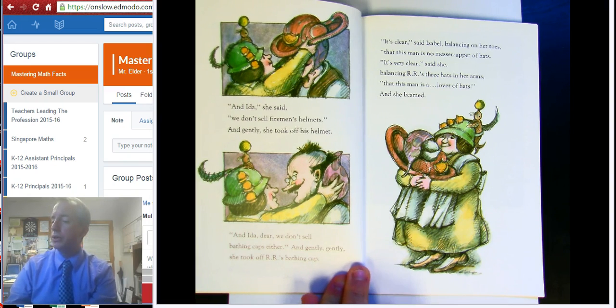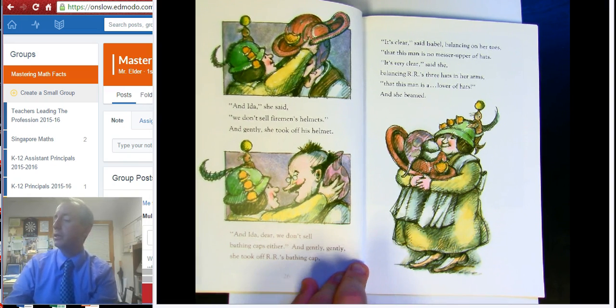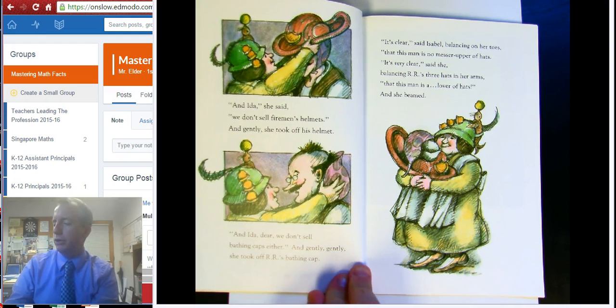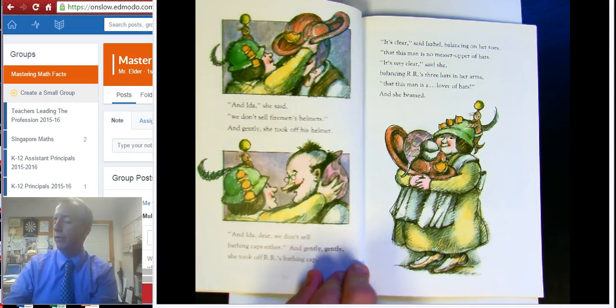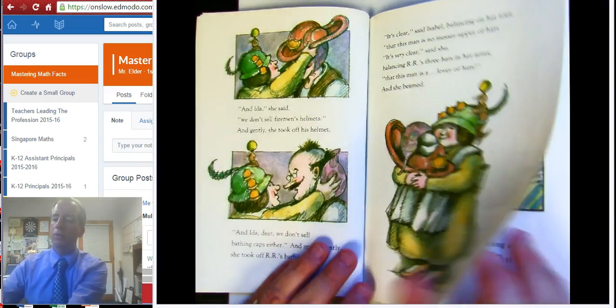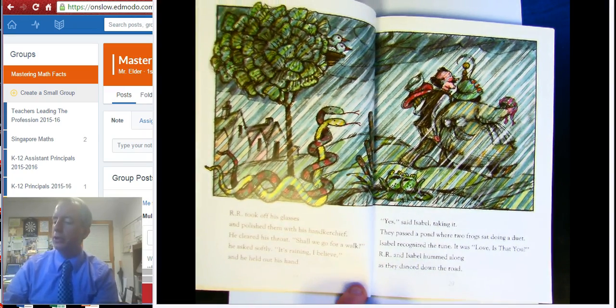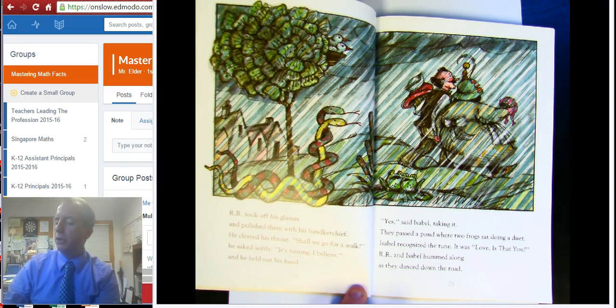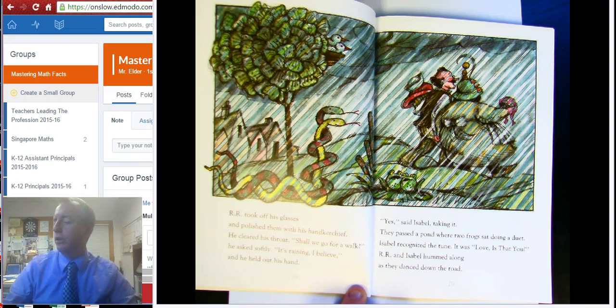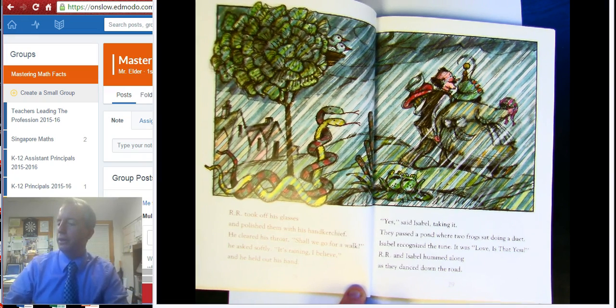"It's clear," said Isabel, balancing on her toe, "that this man is no messer-upper of hats." "It's very clear," said she, balancing R.R.'s three hats in her arms, "that this man is a lover of hats." And she beamed. R.R. took off his glasses and polished them with a handkerchief. He cleared his throat. "Shall we go for a walk?" he asked softly. "It is raining, I believe," and he held out his hand.